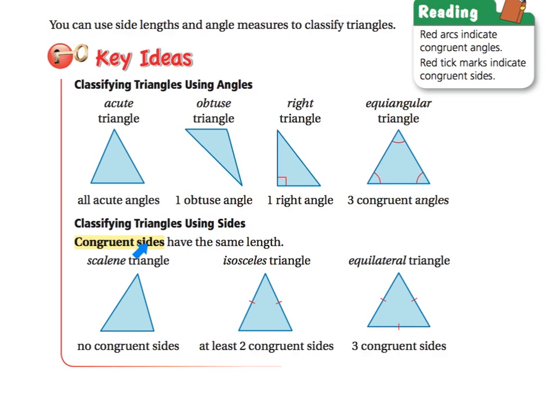So going on to congruent sides. Congruent sides are sides that have equal measures. Their side lengths are the same. A scalene triangle has no congruent sides. An isosceles triangle has at least two congruent sides. Notice, at least two. It is not just two congruent sides. It's at least two. And an equilateral triangle means that all sides are congruent.